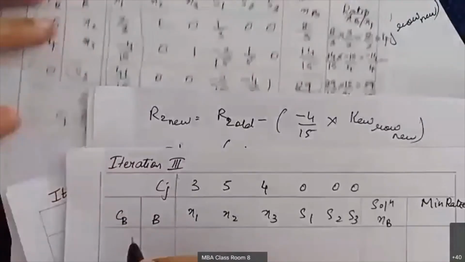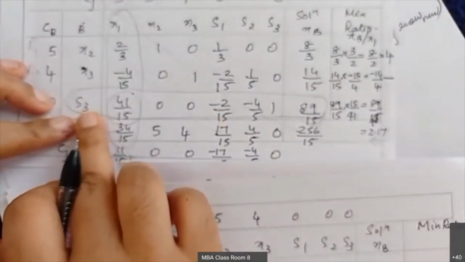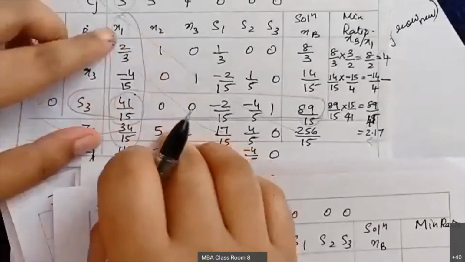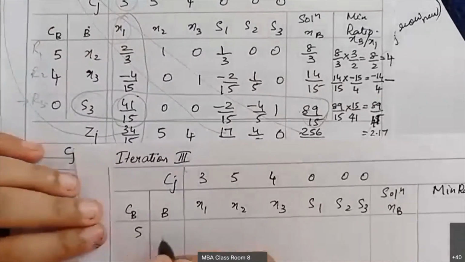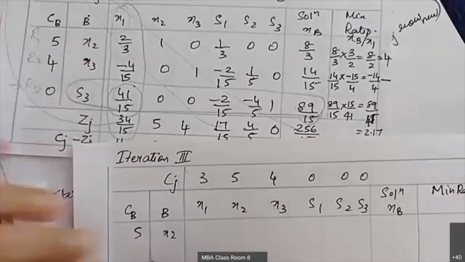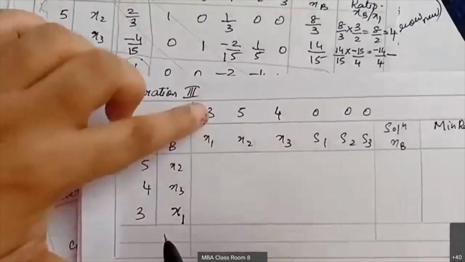Okay. In this one, which variable left out and which variable came inside? Can you tell me from this? S3 is the outgoing vector and x1 is the incoming vector. Okay. So instead of S3, I'm writing x1. The coefficient of x1 is 3. The other two variables will remain the same: 5 x2 and 4 x3. Instead of S3, we had x1. So I have written x1 here and the coefficient of x1 is 3.